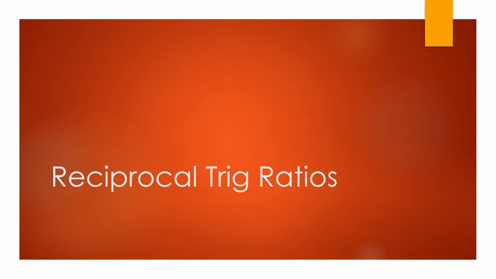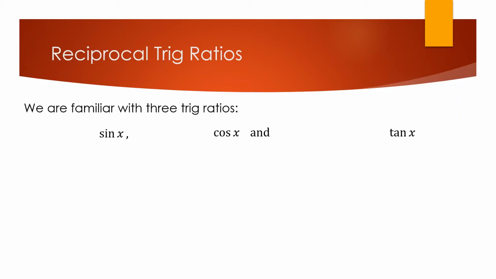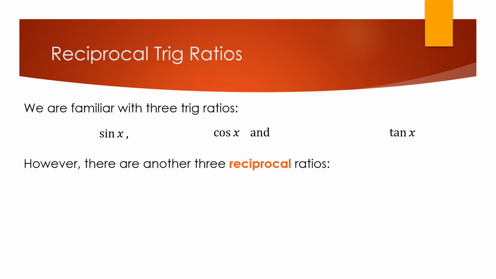This video is on something called reciprocal trig ratios. So we are familiar with three trig ratios: sine of x, which is opposite over hypotenuse, the cosine of x, which is adjacent over hypotenuse, and the tangent of x, which is the opposite over adjacent. However, there are another three reciprocal ratios of our trig ratios.